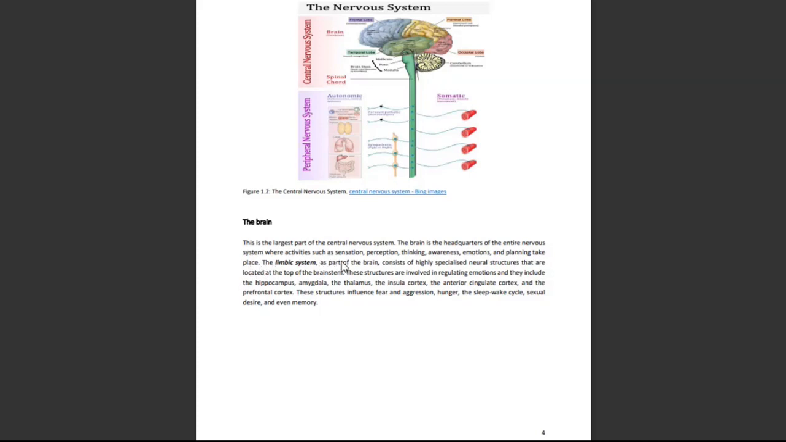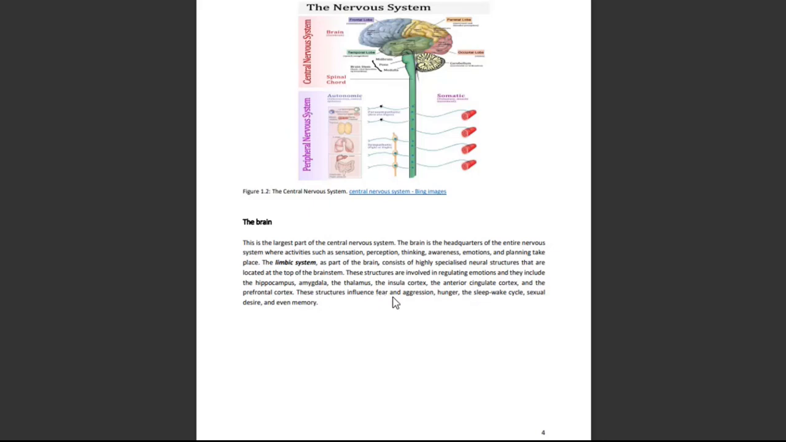Then the limbic system. The limbic system, as part of the brain, consists of highly specialized neural structures that are located on top of the brainstem. Your brain determines sensation, perception, thinking, awareness. So those are the key. Under the brain, we have a structure called what? Limbic system. That's how you need to study it. Inside the brain, we have what? Limbic system. The function of the limbic system, what does it do?